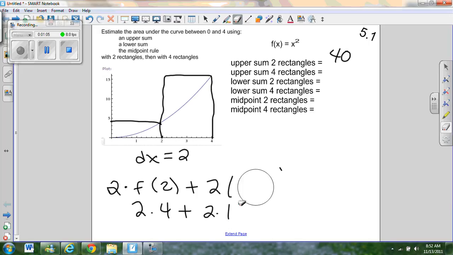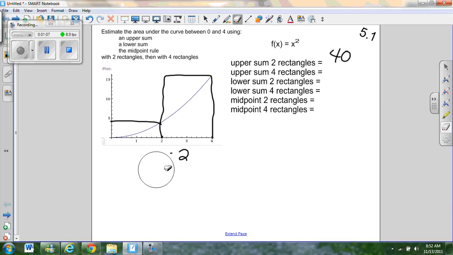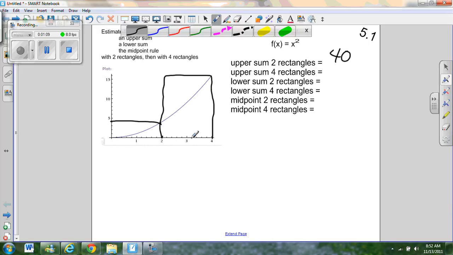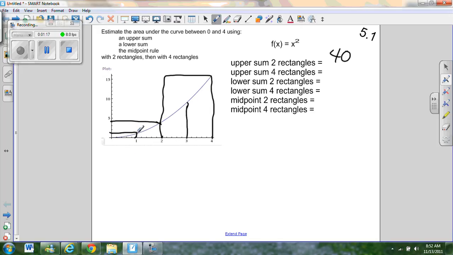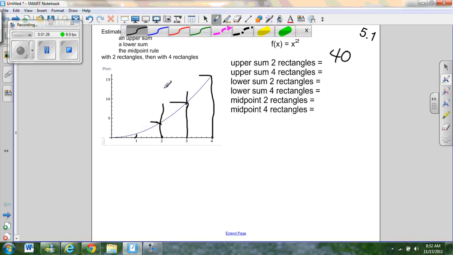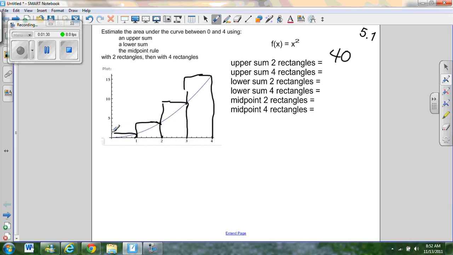So let's see what would happen if we were to move to 4 rectangles. So I'm going to split this in half again. So we now have 4 rectangles. And again, we're using the right part of our interval because it's the upper sum and our function is increasing. And this time our dx is going to be 1 because we split this up in intervals of 1.